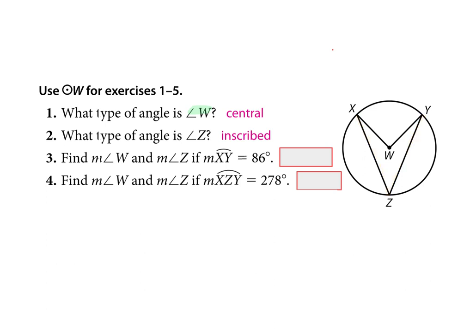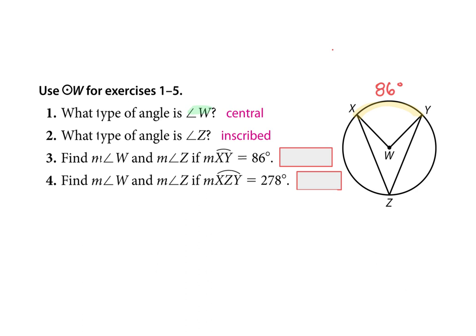All right, find the measure of W and of Z if X to Y is 86. So X to Y, that's the arc measure that they have given us. That is 86. W is the central angle. We just established that. What do we know about arcs and the central angles that make them up? What do we know about their angle measures? They're the same. So W here should be 86. What about the arc and the inscribed angle that made it up? What do we know about that? The inscribed angle should be what? Half of it. So what is Z here?